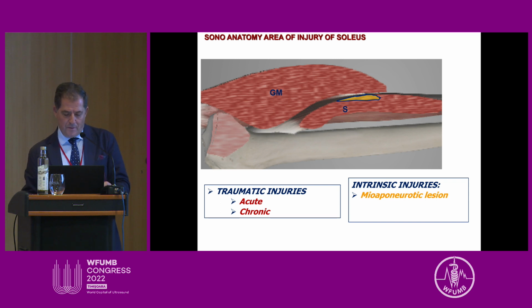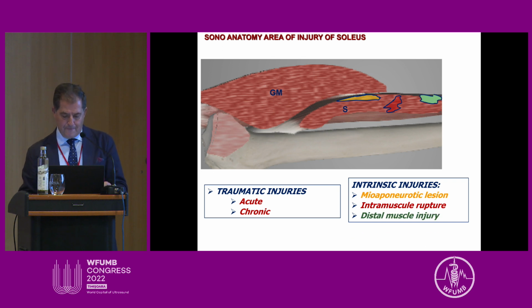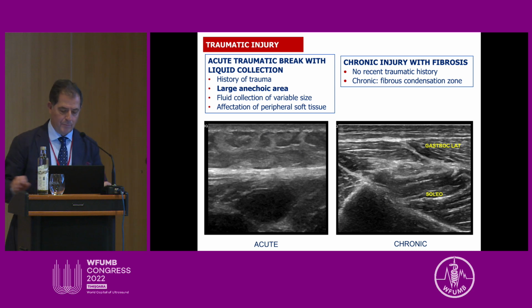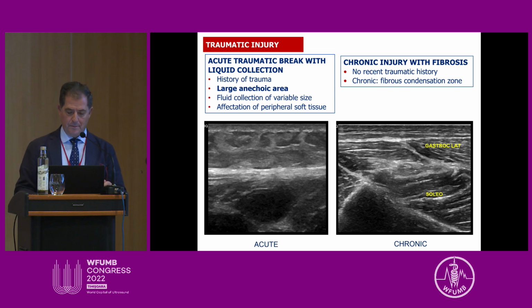The first kind is myoaponeurotic lesion. It is similar to the gastrocnemius. The second is intramuscular rupture, and finally, the distal portion. These are two examples of acute and chronic injury in the soleus.